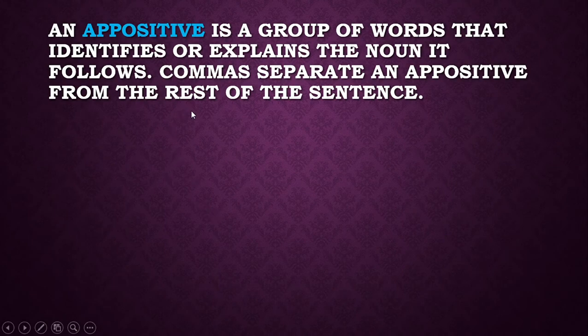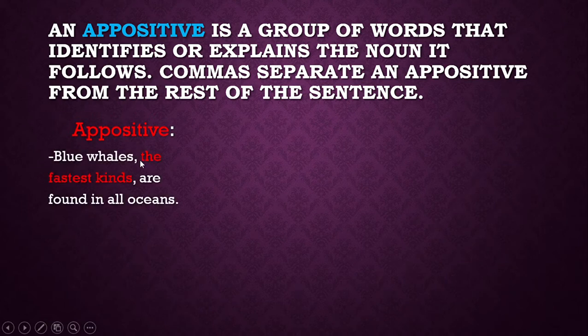And an appositive is a group of words that identifies or explains the noun that it follows. Commas separate an appositive from the rest of the sentence. So an appositive basically just explains something. So let's look at an example of an appositive, and that's where you would also use a comma. Like blue whales, the fastest kinds, are found in all oceans. So that red group of words, that's considered an appositive. It just explains the noun that it follows, like whales, like what kind of whales? The fastest kinds. Oh, okay.